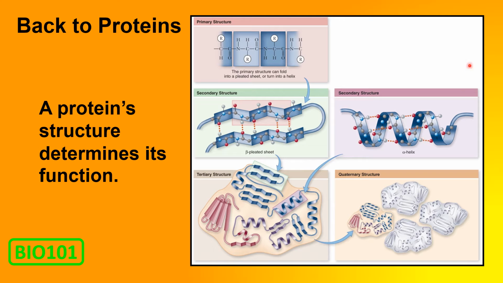Okay, so back to proteins. Now, protein structure determines its function. We're going to look at several different levels of structure for proteins. Remember, protein initially is just a big long chain of amino acids joined together by peptide bonds. How do you make those peptide bonds? Dehydration synthesis, remove water.